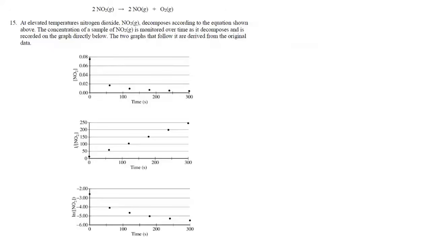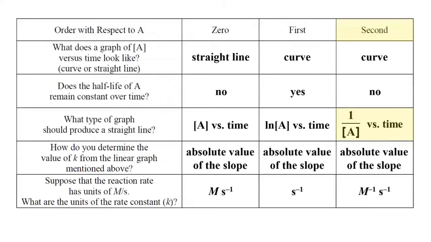The two graphs that follow it are derived from the original data. So on those other two graphs, the y-axis is changing, so we have 1 over the concentration of NO2, or the reciprocal of concentration, and then we have the natural log of the concentration. So let's take a look and see which one of these graphs is going to jump out at us.